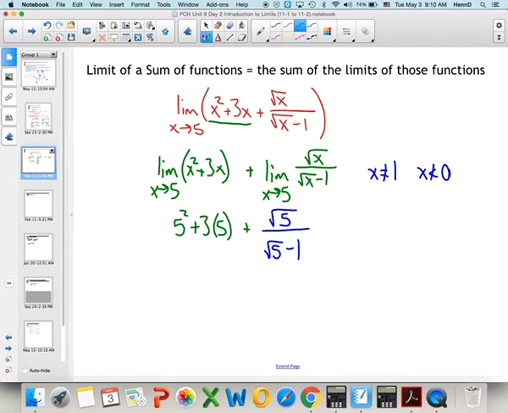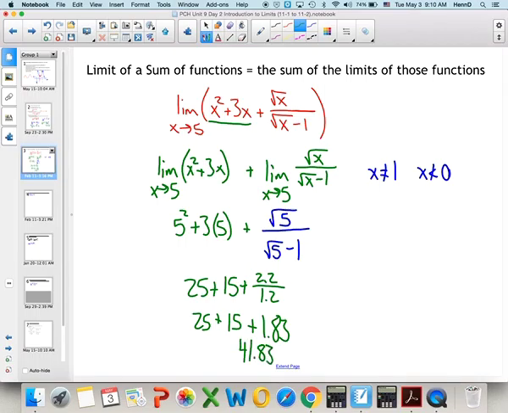So, to get our answer, 25 plus 15 plus, that's 2.2 over 1.2. So that would be 11 over 6, which would be 1 5/6, so about 1.83, something like that, okay? So we got 41.83, about. Again, if we use our calculator, it would be a little more accurate, but you guys get the idea, okay?